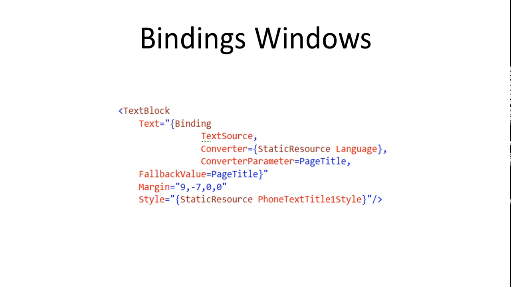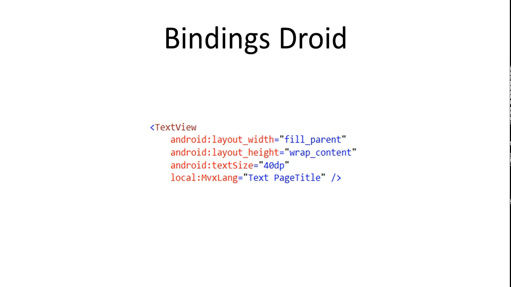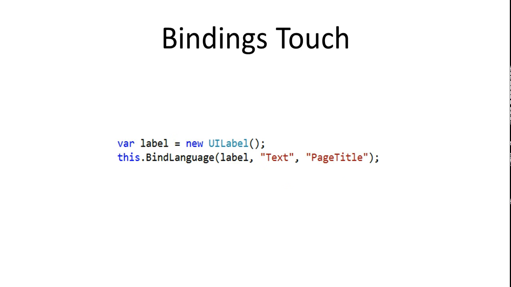Beyond that, the binding format, as we saw, is quite verbose for Windows. You have to provide the full thing, and perhaps here you should also provide the mode equals one time. The bindings in Droid you saw were much more succinct, but you can use the longer format if you want to. There's an mvxlang shortcut for that, and that always binds to text source. So if you don't want to bind to text source, if you want to bind to something else, then you have to change the format slightly, but for now you can just do that. And for touch, that was the way we bound, just to text and page title using language.